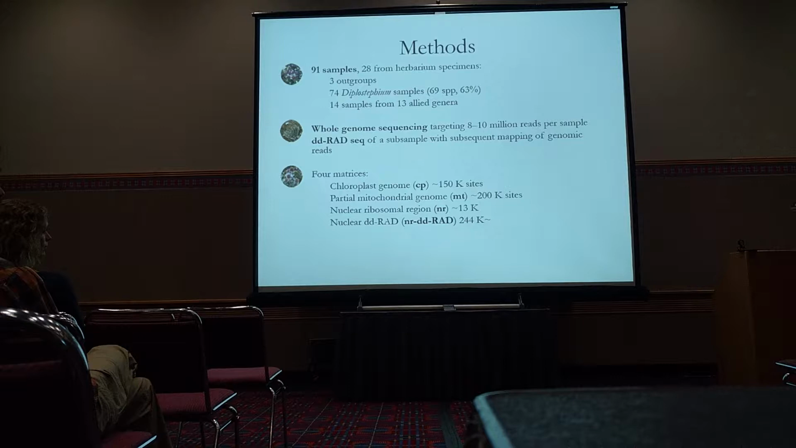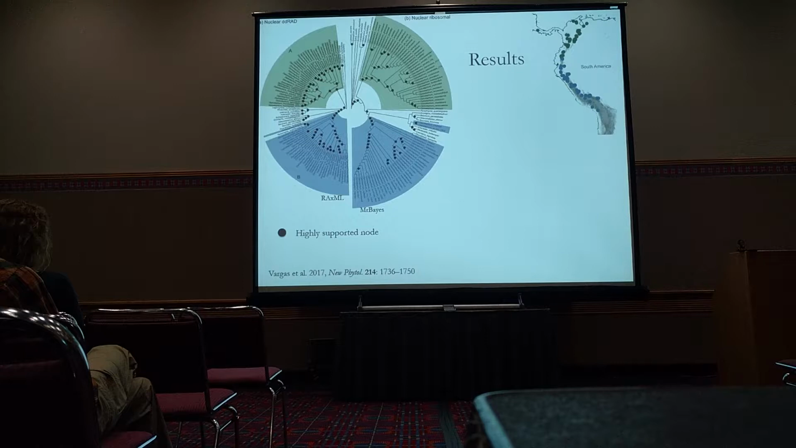With all this data, I obtained a matrix with the chloroplast genome, a matrix with a partial mitochondrial genome, a matrix with the nuclear ribosomal region, which is a cistron located in the nucleus, and then a nuclear Diplostephium matrix. I analyzed all these matrices independently, and I'm going to show you the results. First I'm going to show you the nuclear trees.